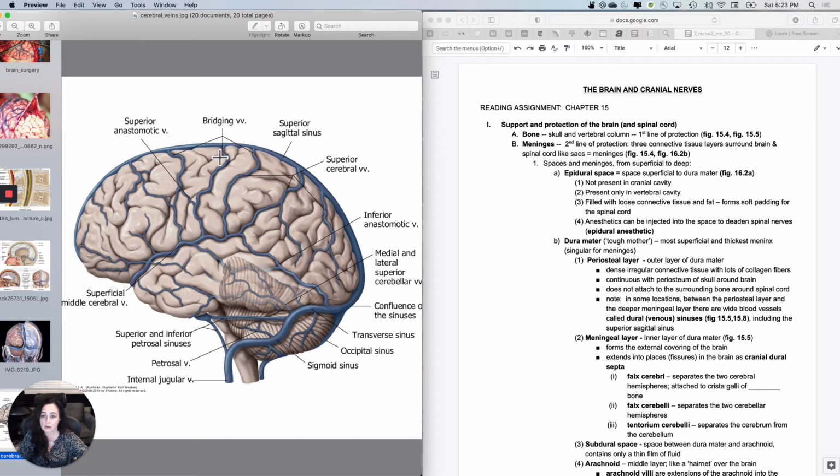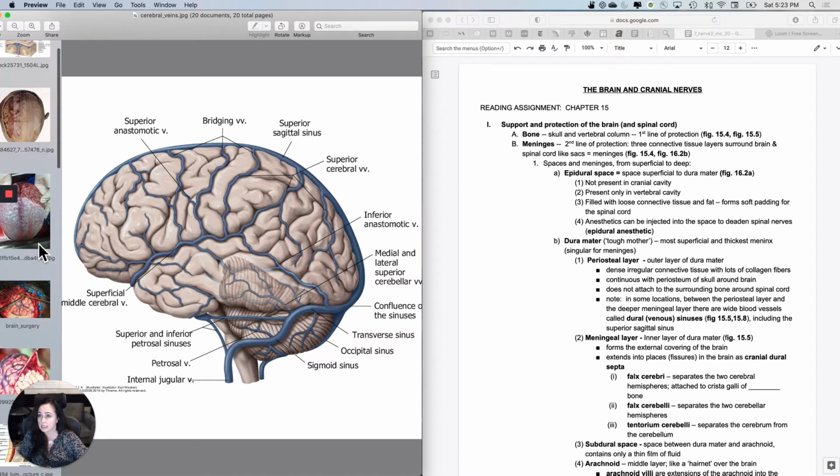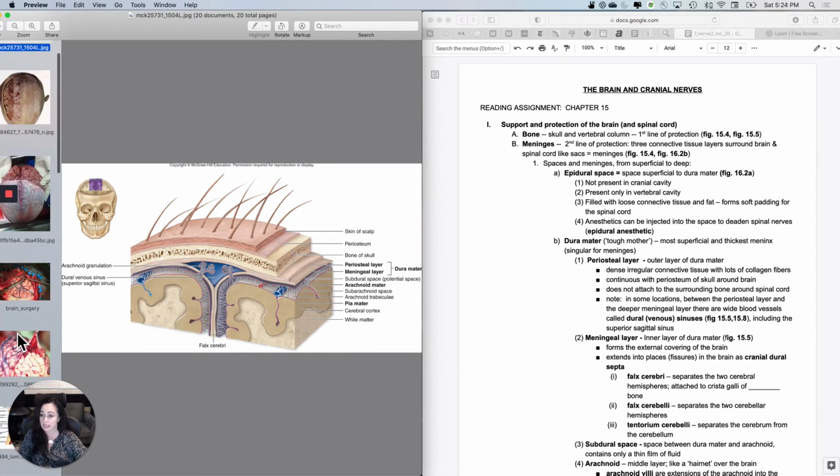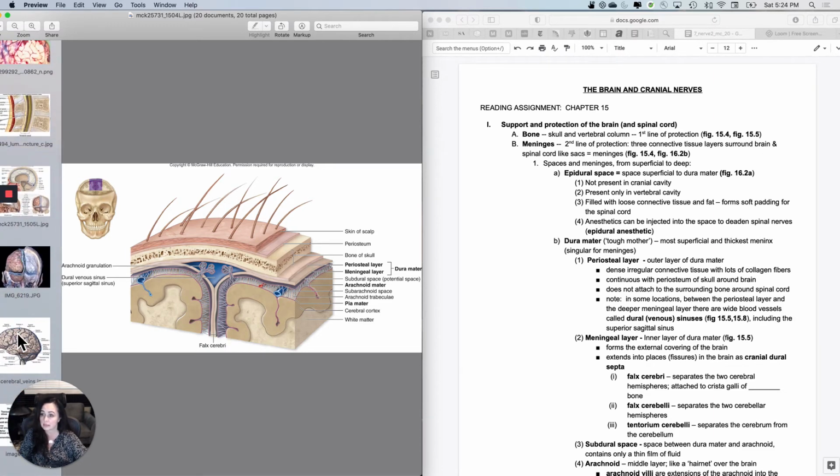These big honkers right here are called the dural venous sinuses. And there's a bunch of them. The one that's running right under the sagittal suture is called the superior sagittal sinus. And that's the one that you can see in this picture because that's where it was cut. That would be the superior sagittal sinus, which is one of the dural venous sinuses.